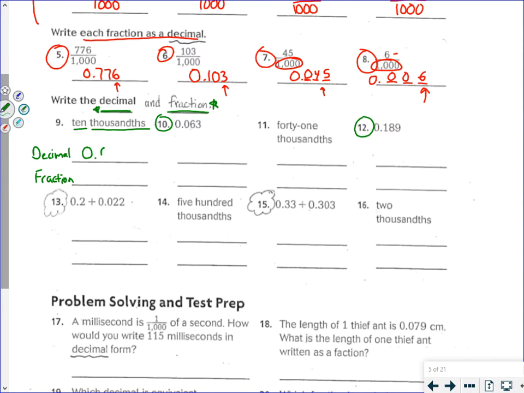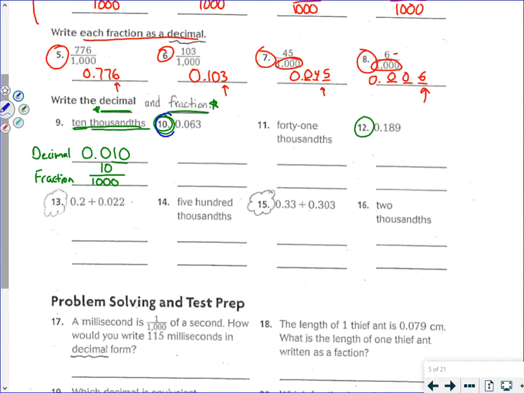So you're going to go 0.010. Okay, fraction. Remember, 10 thousandths. 10 thousandths. Okay, 10 over 1,000.